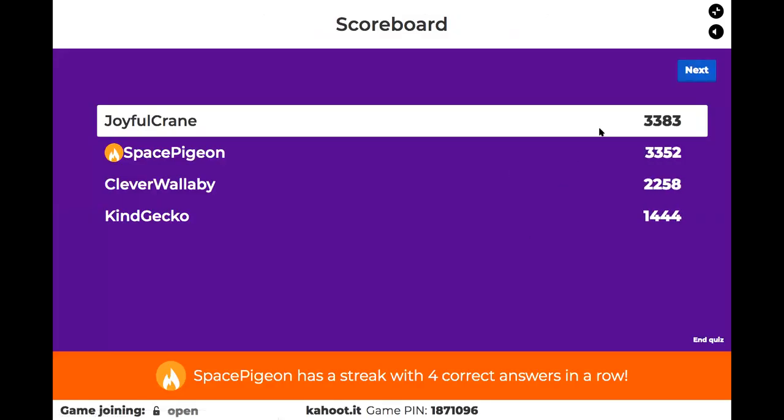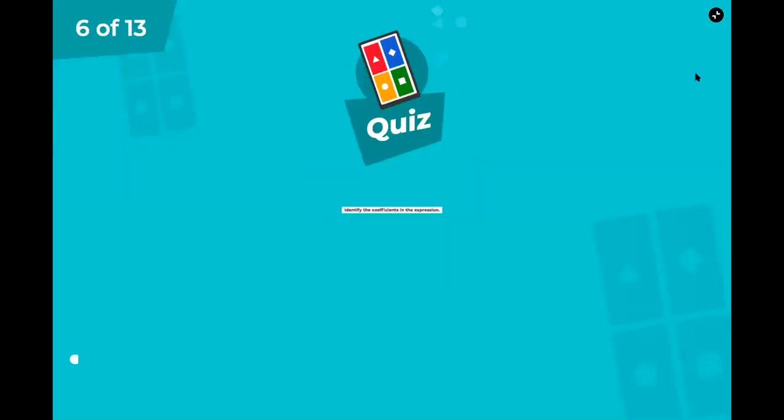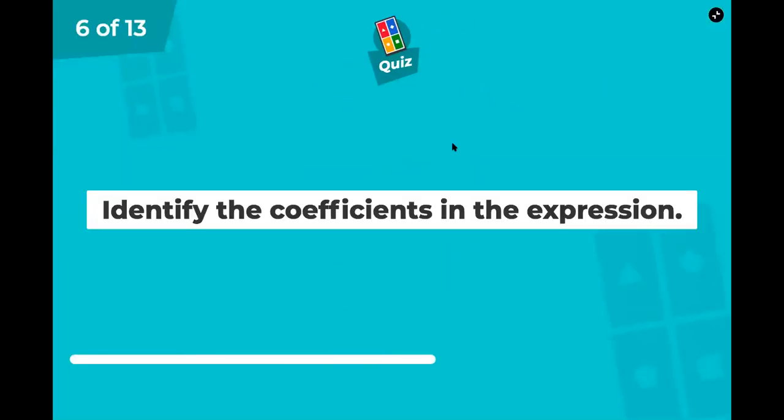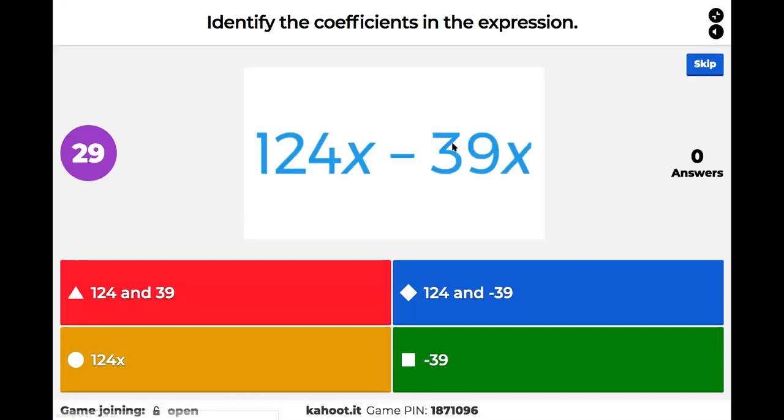Space Pigeon has, what, 4 in a row. My phone pushed the wrong button, you guys.